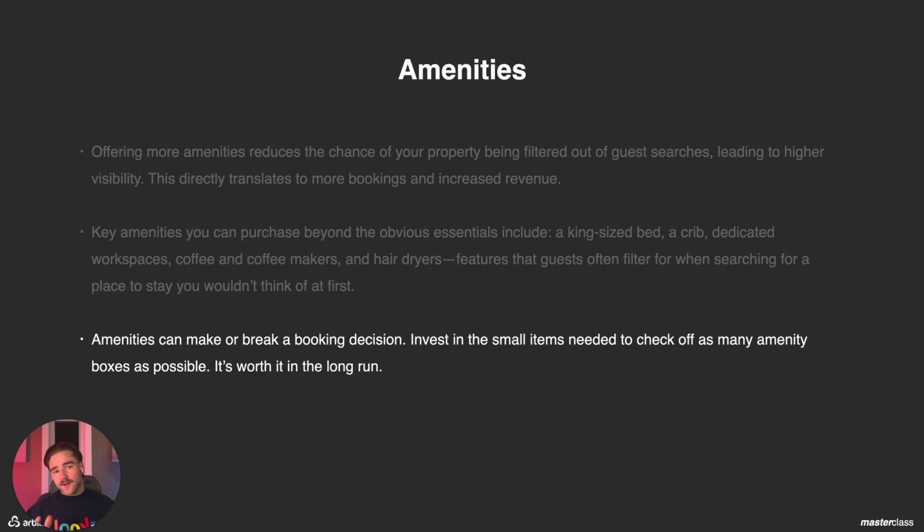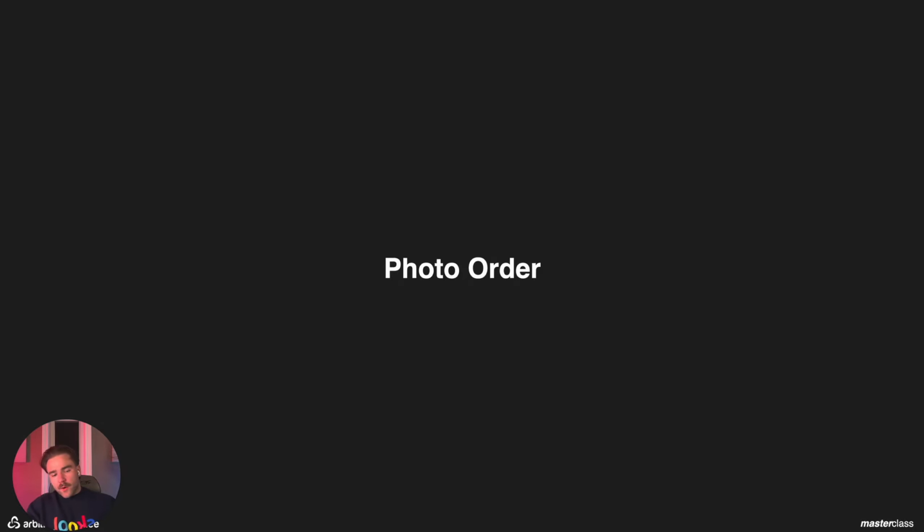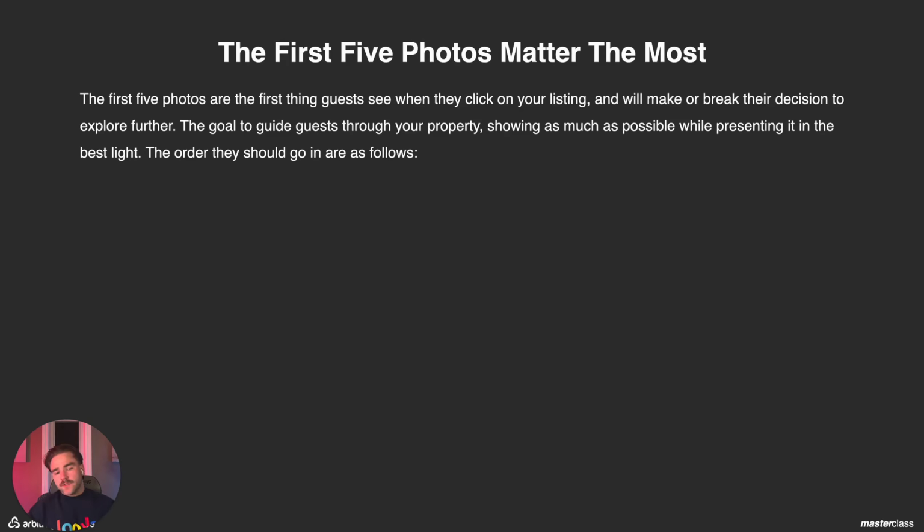So super important, guys. We will be talking about photo order next, and more particularly the first 5 photos, because the first 5 photos is what appears when you first click the listing at the very top, right? So you see how we're kind of going through the funnel here? The first 5 photos are the first thing guests see when they click on your listing and will 100% make or break the decision to explore further. The goal is to guide guests through your property, showing as much as possible while presenting it in the best light. The order they should go is as follows.